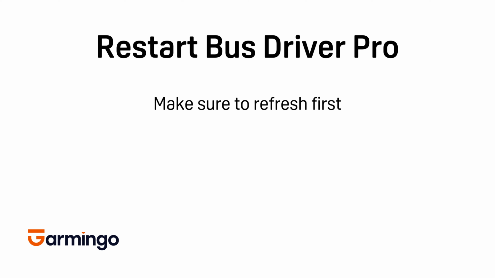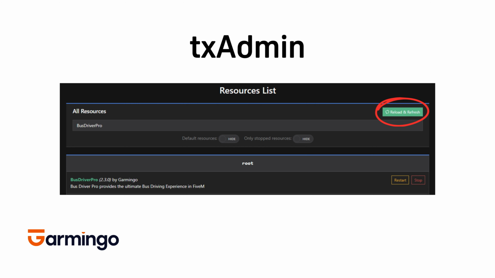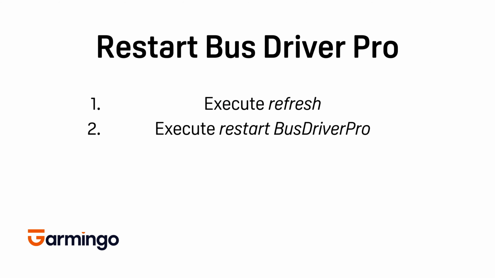Step 2. Restart the script to activate the changes. Make sure to refresh the configuration first. If you are using TextAdmin, go to your Resources tab and click on Refresh, and then search for Bus Driver Pro and click Restart or Start. If you want to use the command instead, first execute the refresh command and then restart Bus Driver Pro.